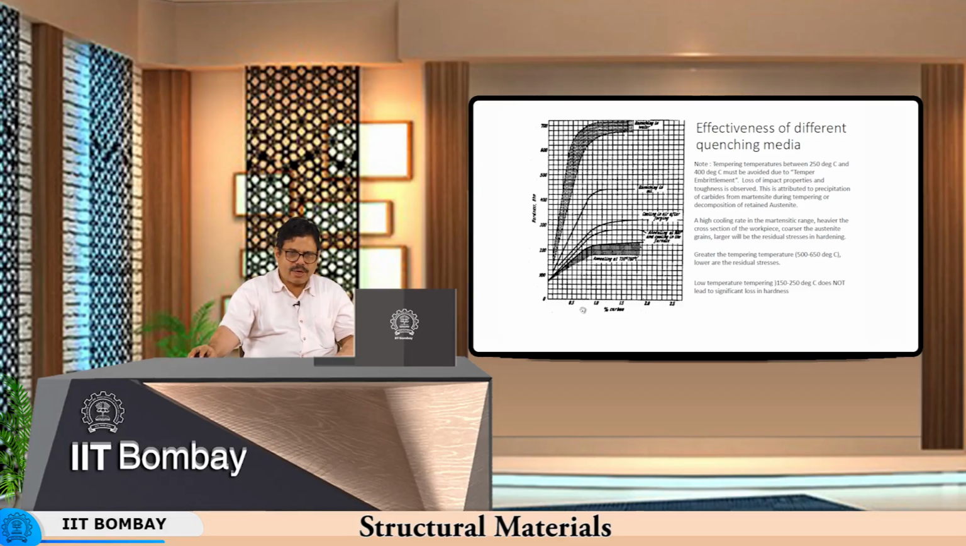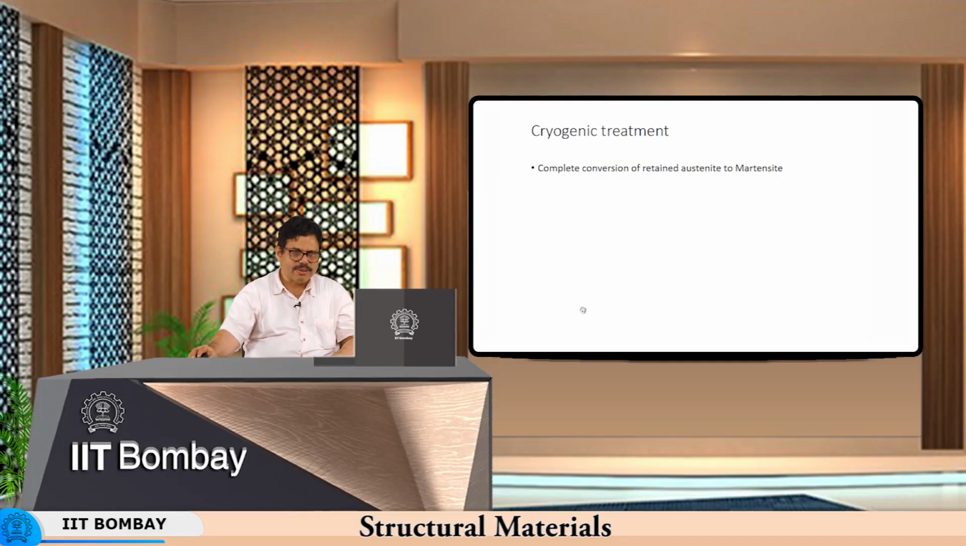A high cooling rate in the martensitic range, heavier the cross section of the workpiece, coarser the austenite grains, larger will be the residual stress in hardening. So, we need to have fine grain austenite. Well, heavier cross section is something that can't be helped, but if you have a high cooling rate in the martensitic range and if you have fine grain size, then you have a better chance of reducing the residual stresses in hardening. Greater the tempering temperature, lower are the residual stresses. So, you are essentially reducing that stress.